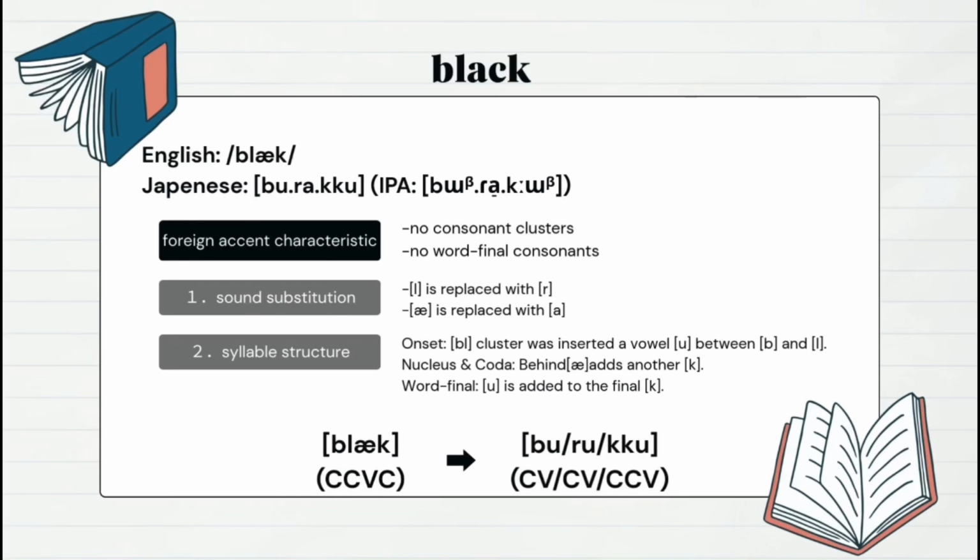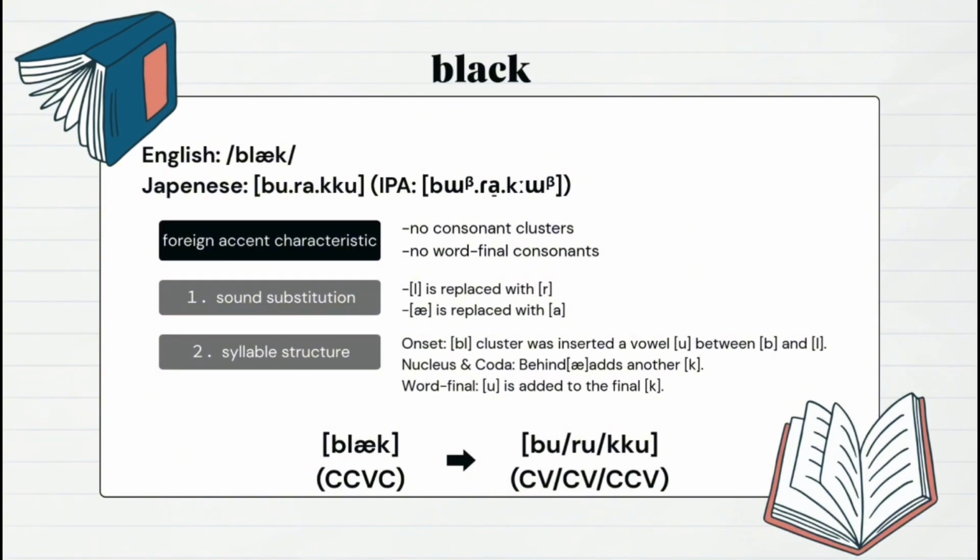Now, we move on to black. In English, this is a single syllable word, represented by the structure CCVC. When Japanese speakers pronounce this word, two main foreign accent characteristics appear. They tend to eliminate consonant clusters and avoid any word final consonants. To achieve these, we first see some sound substitutions. The English L is replaced with a Japanese R, and the vowel is simplified to a standard Japanese A.